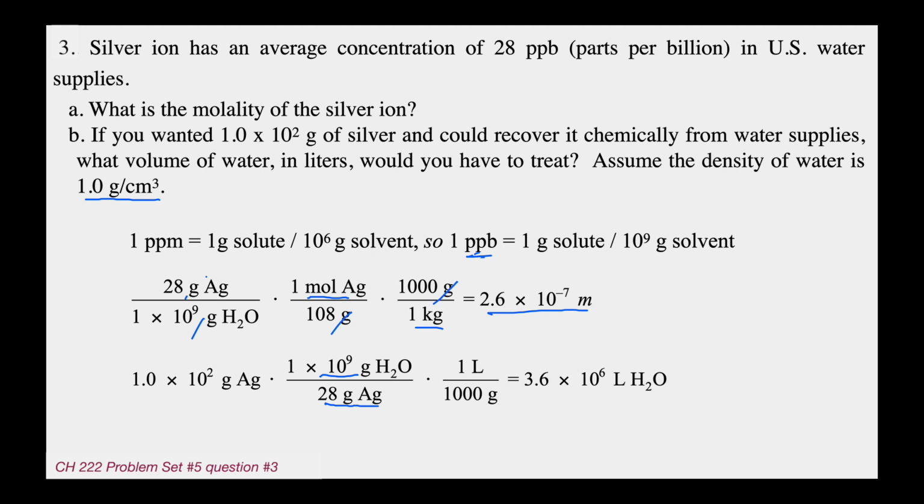You'd have to go through just so much water to get 100 grams of silver out. Maybe. That's assuming you have 100% yield, right? And that's not going to happen. This is such a small amount of silver for a lot of water. It's going to take forever to do it.